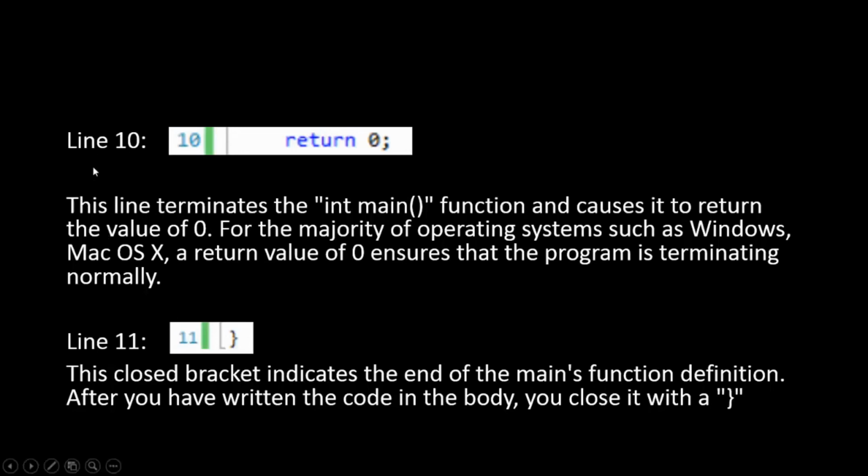And then after line 10 is line 11. Line 11 is a closed bracket, and this indicates the end of the main function's definition. So after you've written the code of what you want the program to do, you close it with a bracket like this.